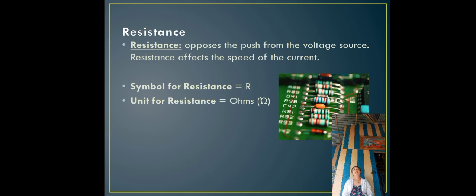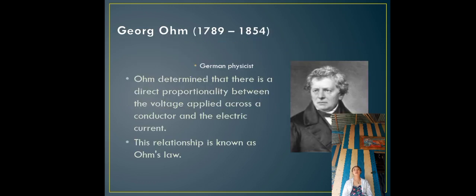This is from George Ohm, who lived from 1789 to 1854. He is a German physicist. Ohm determined that there is a direct proportionality between the voltage applied across a conductor and the electric current. This relationship is known as Ohm's law. Finally, we are able to understand the differences of current, voltage, and resistance. So now, let us find out the relationship of these things.